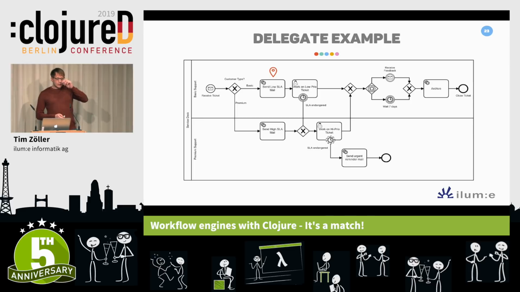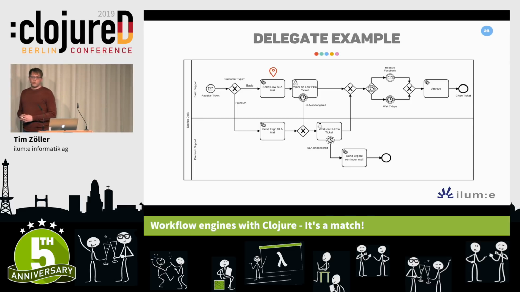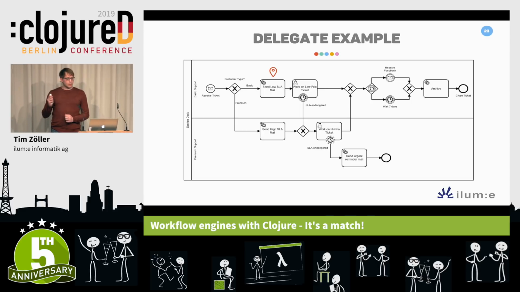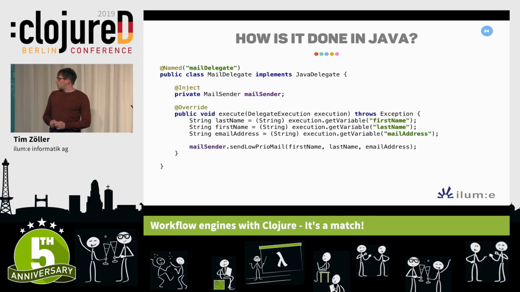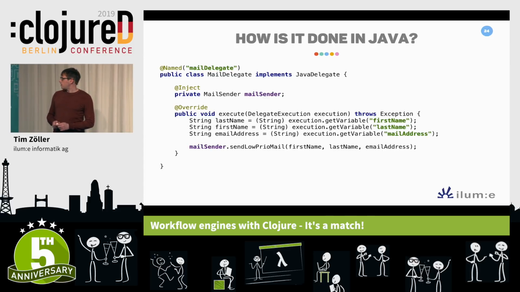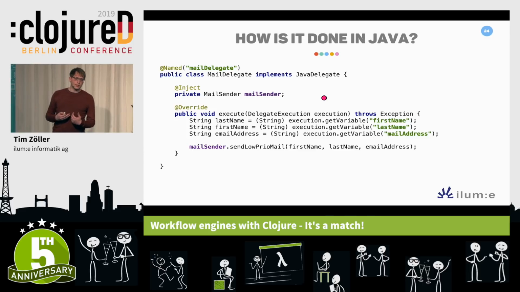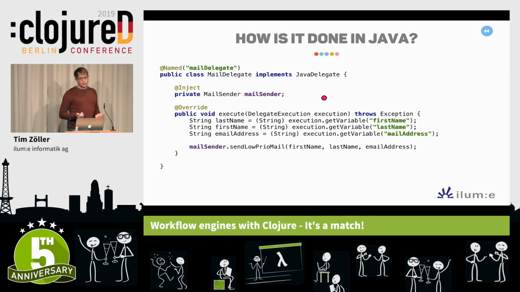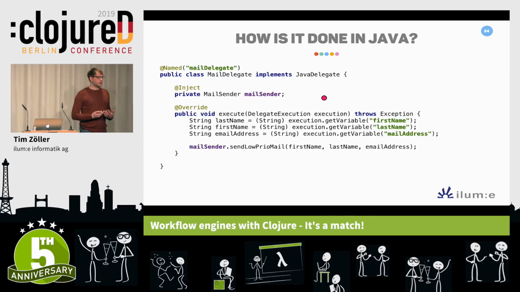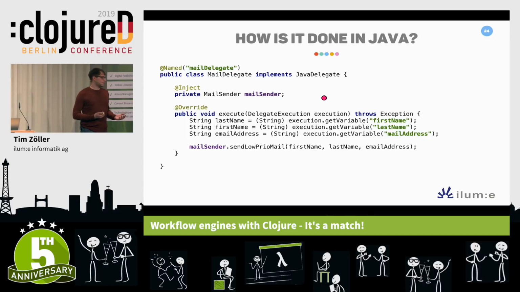And these delegates are the reason I started looking into how well Clojure works with Camunda, because if we take a look at how it's done in Java, we see that we need to provide a class for every one of those delegates. This class implements the Camunda class Java delegate and implements the method execute. And in the parameter execution, hidden behind that is a map. So for Java, we say, OK, please get the variable first name, and it will return an object, because it's a map with a string as a key and an object as a value.